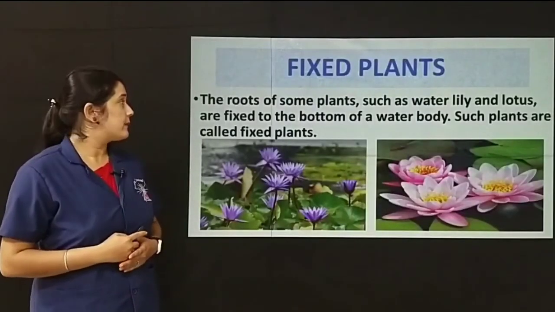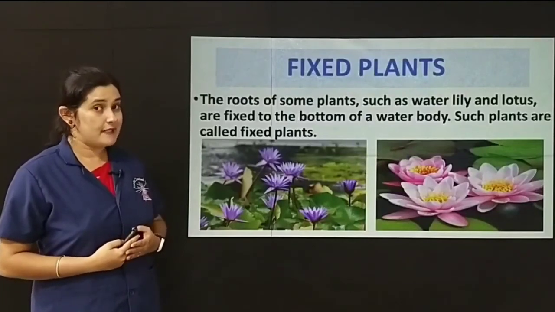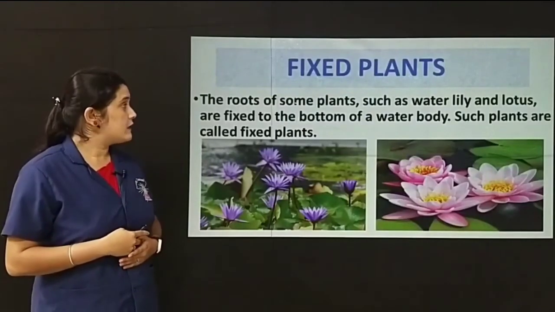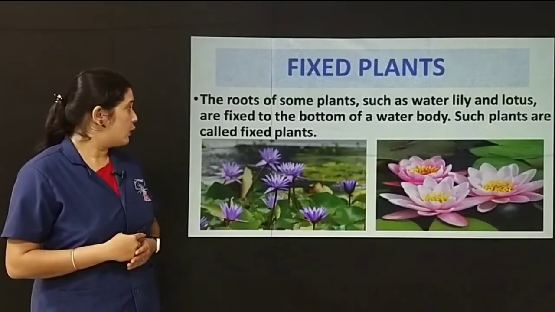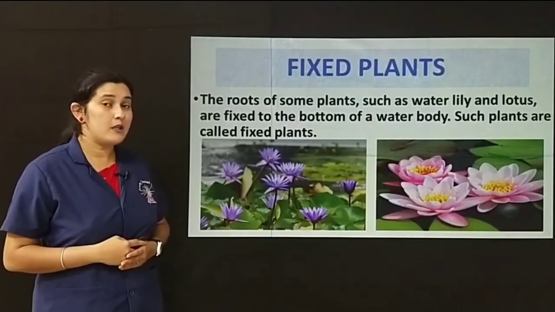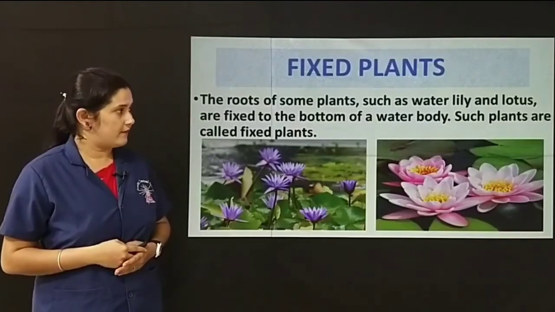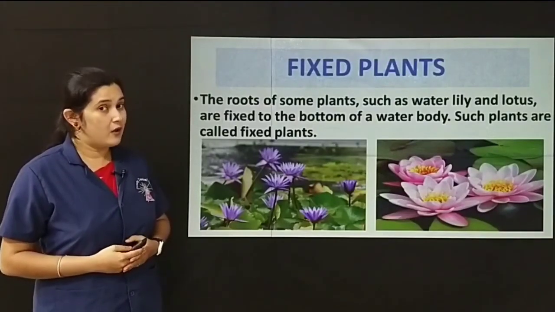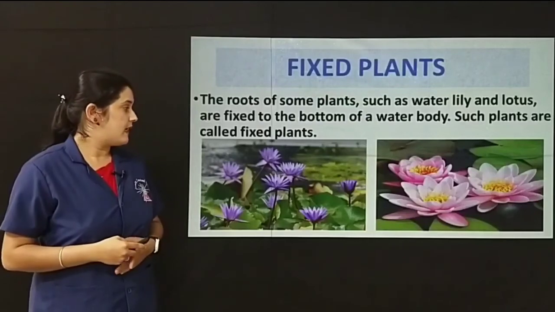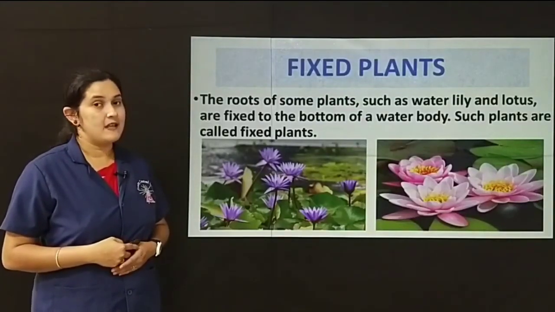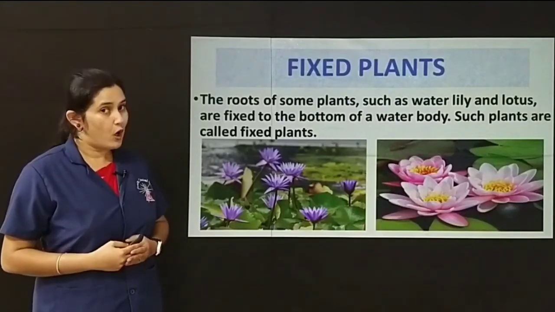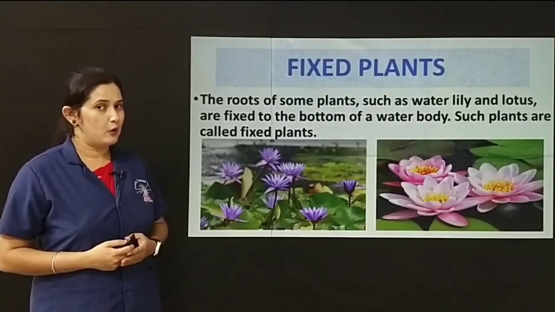Fixed plants. What do you mean by fixed plants? The roots of some plants such as water lily and lotus are fixed to the bottom of a water body. Such plants are called fixed plants. Here are the examples of fixed plants. They are water lily and lotus.